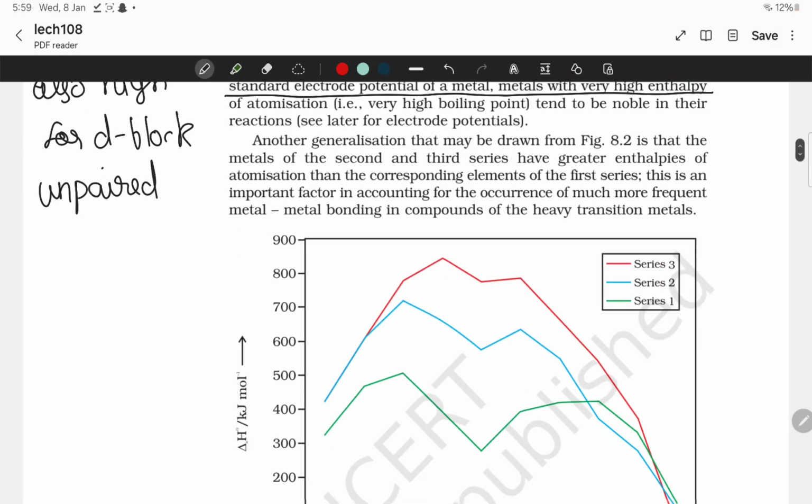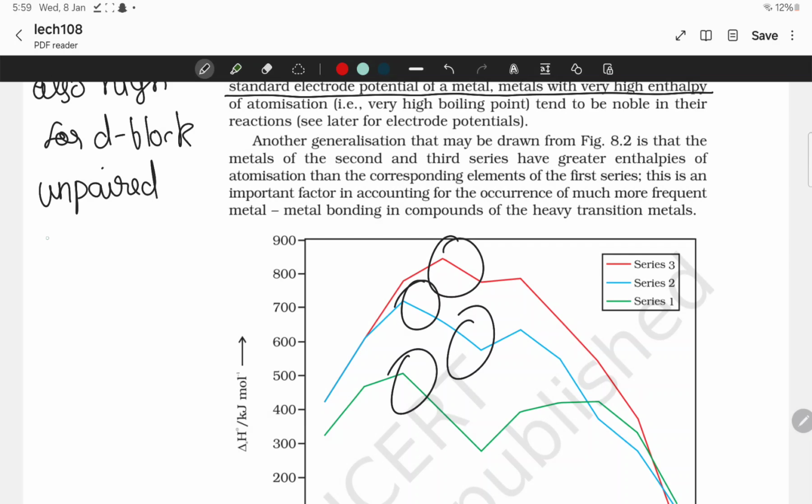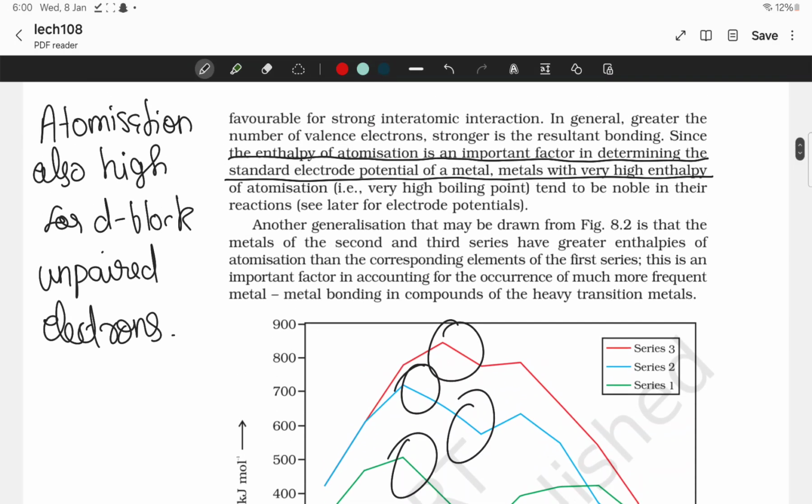Look, in the middle they are rising to a maximum, due to unpaired electrons. So as unpaired electrons increase, interatomic metallic bonding increases. Why do zinc, cadmium and mercury have a low atomization enthalpy and low melting point? Because they don't have free electrons in the d subshell. All the electrons are paired. There are no unpaired electrons. That is the reason.